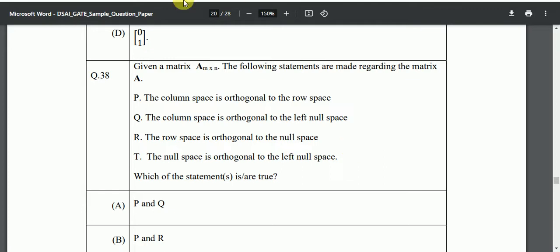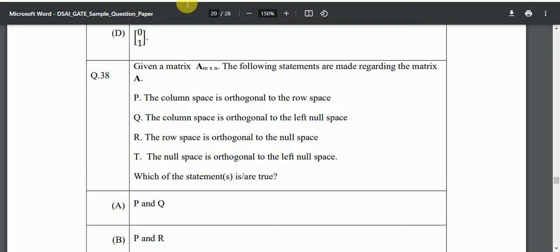Okay, so let's read the question. What is the question asking? Given a matrix of m by n, the following statements are made regarding the matrix A. Statement P: the column space is orthogonal to the row space. Statement Q: the column space is orthogonal to the left null space. Statement R: the row space is orthogonal to the null space. Statement T: the null space is orthogonal to the left null space. And it is asking which of the statements are true.